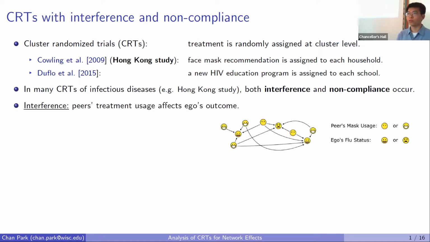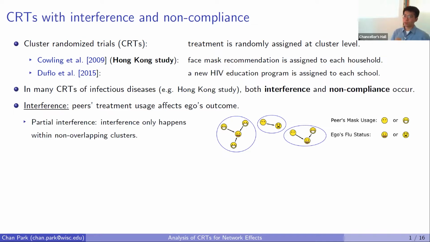So what is interference? Interference is a specific phenomenon in causal inference where peers' treatment usage can affect each individual's outcome. As you can see in this diagram, the interference pattern can be very complex. However, in many cases, there are special cases where the interference pattern can be simplified. We call this phenomenon partial interference, where interference only happens within non-overlapping clusters, as you can see in this graphical illustration. Interference only occurs within non-overlapping blue bubbles.